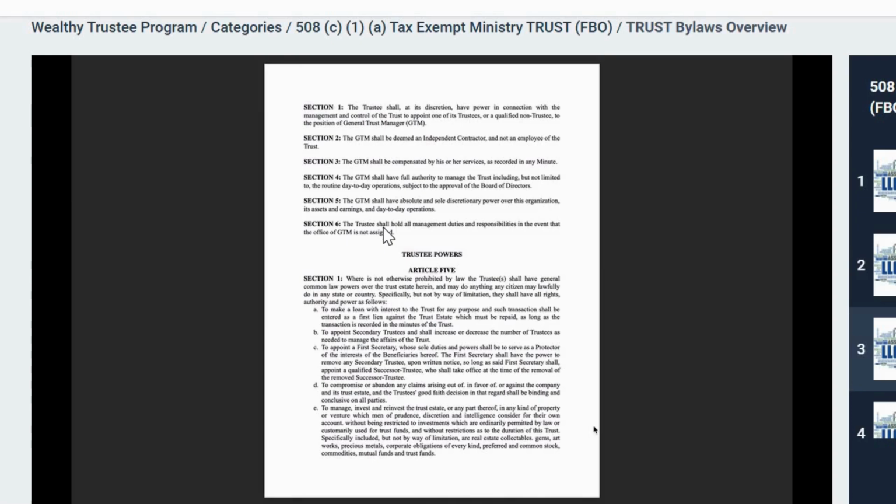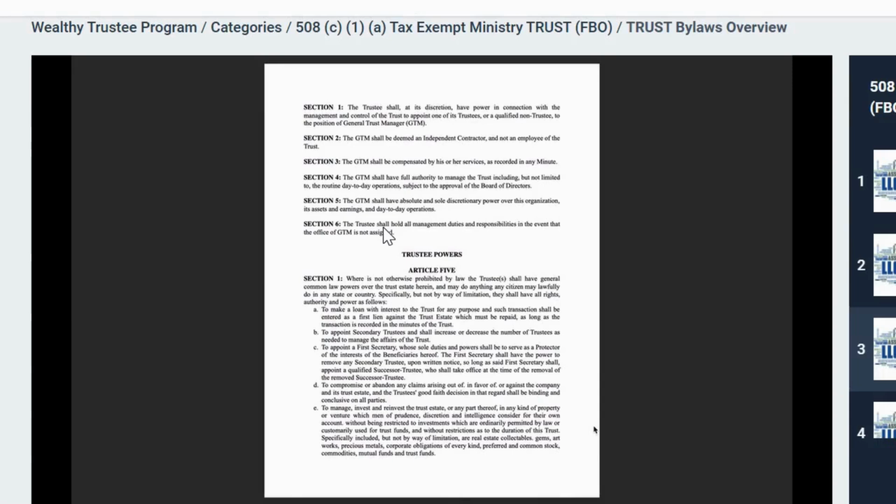Section 1. Where not otherwise prohibited by law, the trustee shall have general common law powers over the trust estate, and may do anything any citizen may lawfully do in any state or country, specifically, but not by way of limitation. So these are the following powers of the trustee.